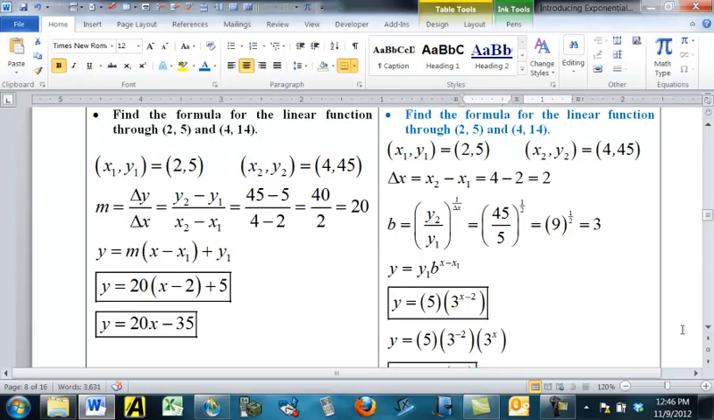We could have used the point 4, 45 instead if we'd rather. Now if I distribute here, I get 20x minus 40 plus 5 is 20x minus 35. So y equals 20x minus 35 is the slope-intercept form. If I took that and factored the 20 out, I would have the factored form. Now on the right, we can find the formula for the linear function through, not a linear, I want the exponential over here.